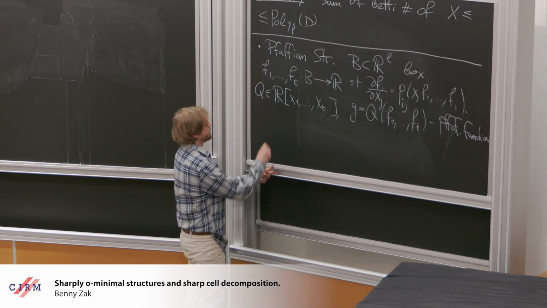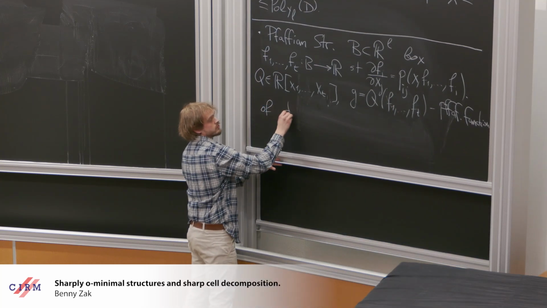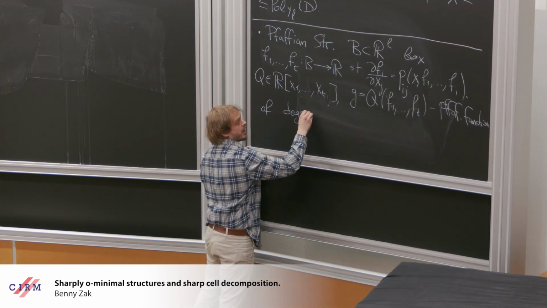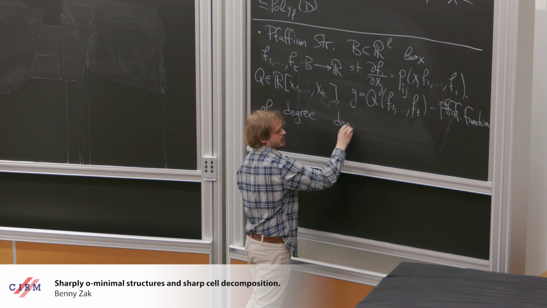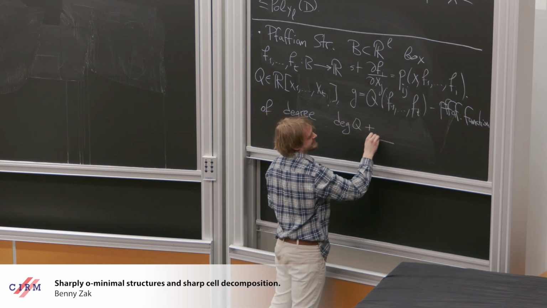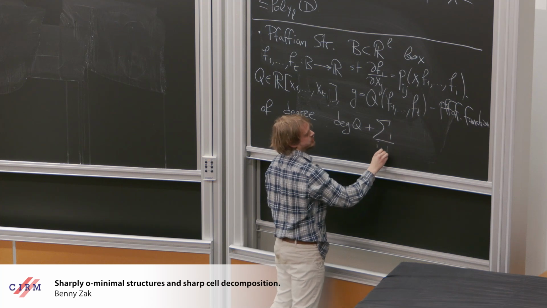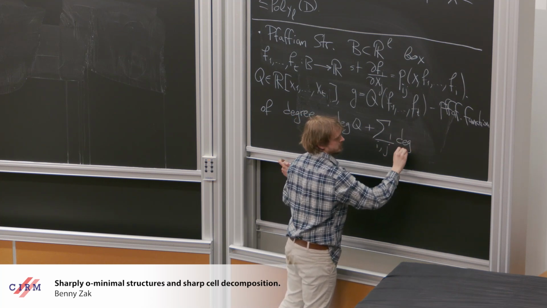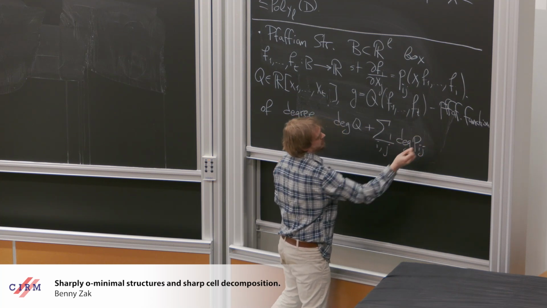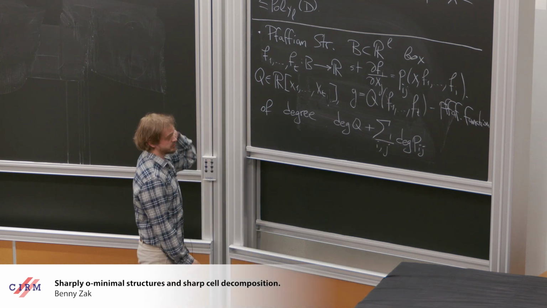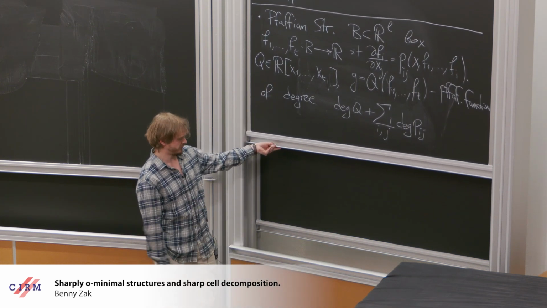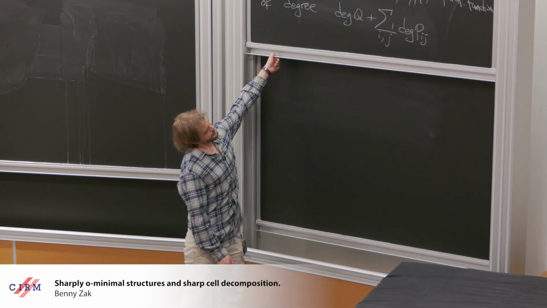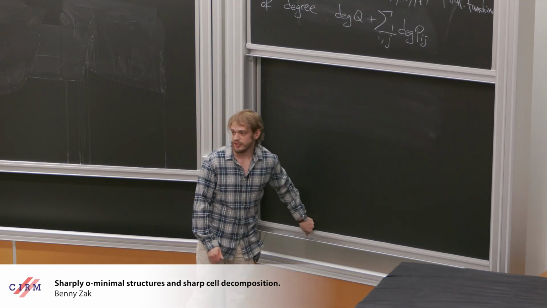Of degree q, but plus the sum of the degrees of Pij. So in the Pfaffian structure, there are many more functions, many transcendental functions, but they all are coming from an algebraic differential system of equations. And so there is some kind of degree input, right?